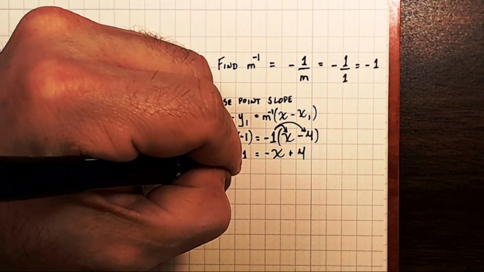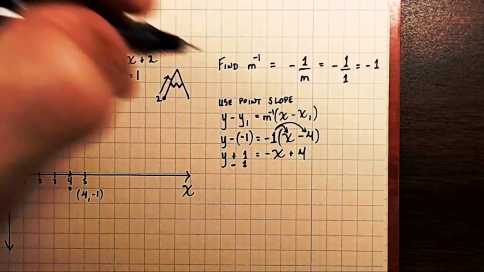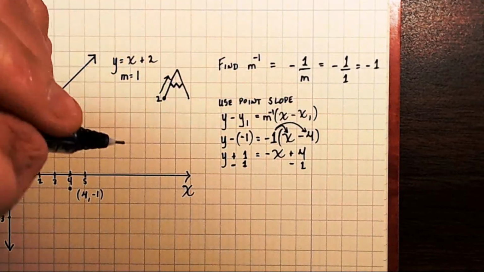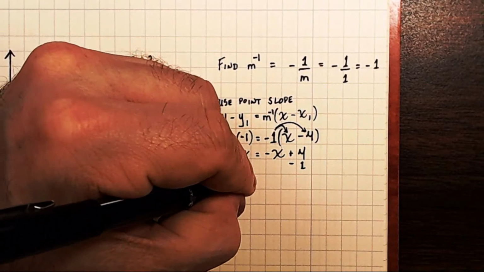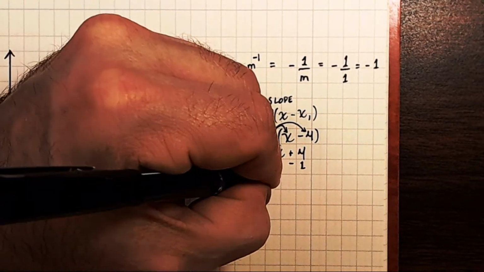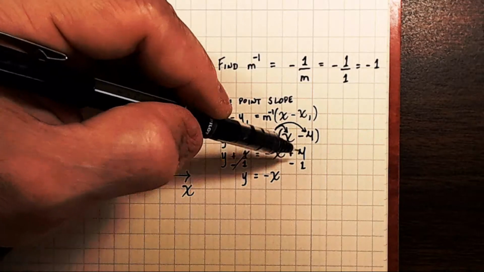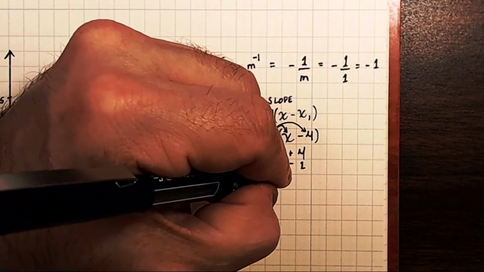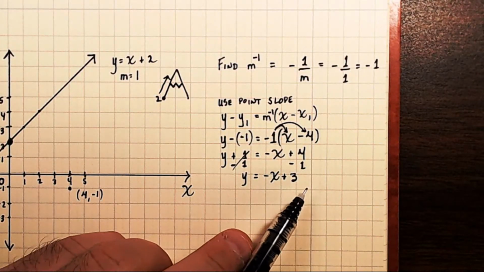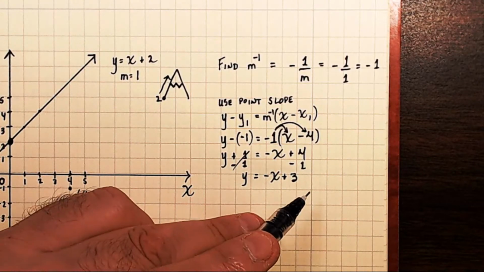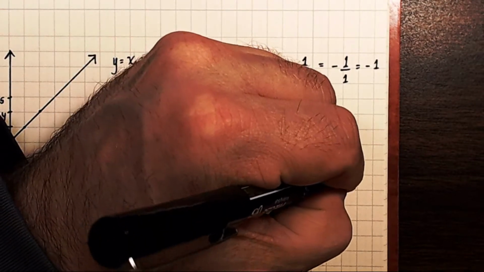Now I'm almost there. I just need to isolate the y variable on the left side of the equal sign by subtracting 1 from both sides. 1 minus 1 is 0, so those cancel, leaving y by itself equals negative x, and then we have positive 4 minus 1, which leaves 3. So plus 3. This is the equation, y equals mx plus b, of my perpendicular line. So this is the equation of the perpendicular line.